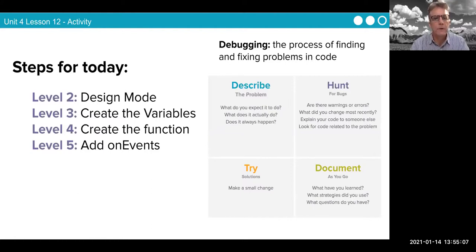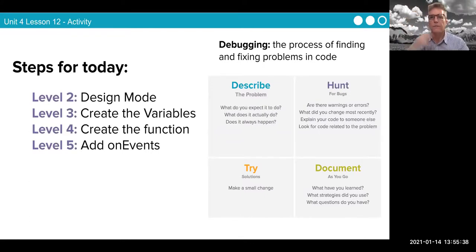The steps for today are you're going to create your design mode. Ideally, you'll be done with that and I can check it. Create the variables, create the function, and add on events. Just a hint, the function is what is going to have all your if-else statements, etc. in it. That is where the decision-making process is happening. And then you're just going to be setting your screen when you call the function, all right?